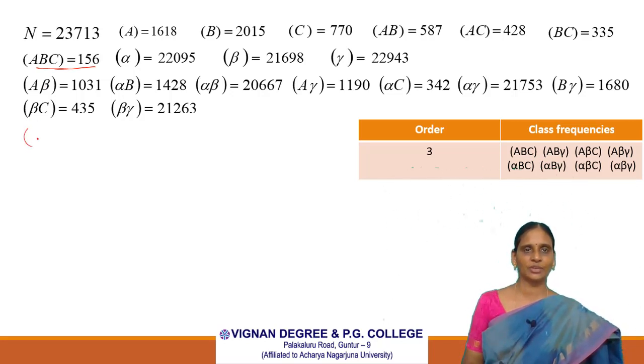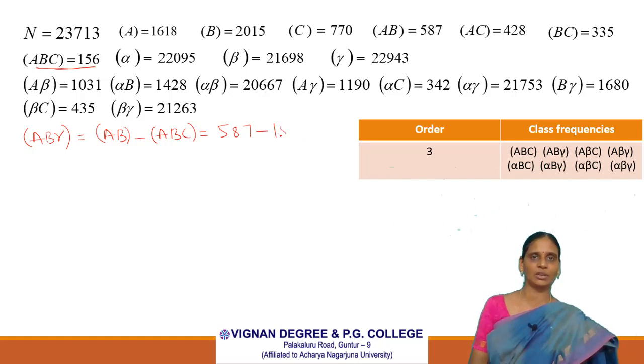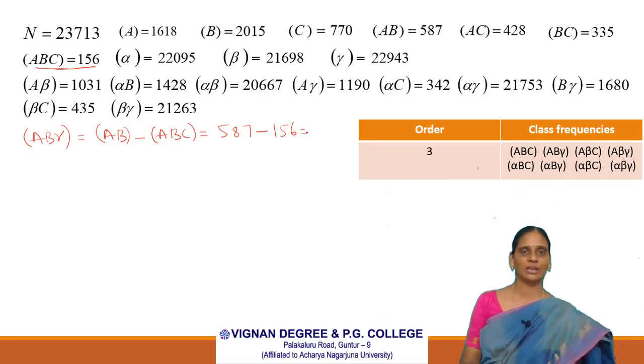First one is frequency of ABγ. Frequency of ABγ can be obtained as follows. Frequency of AB minus frequency of ABC. Frequency of AB value is 587 minus frequency of ABC value is 156. 587 minus 156. This is 431.